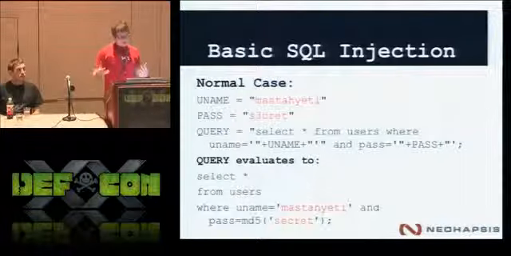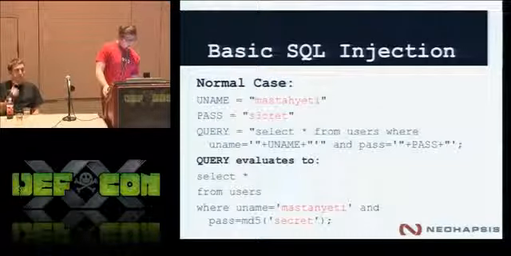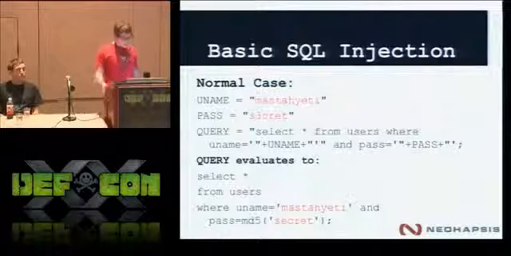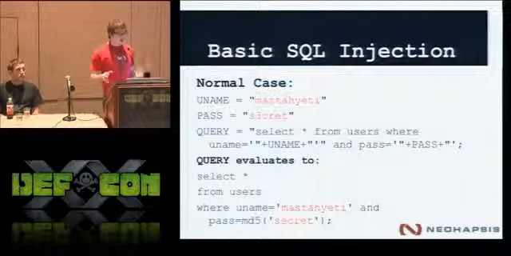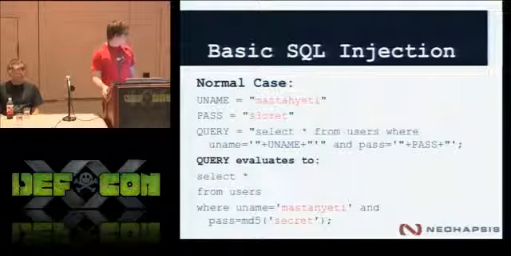And we kind of imagine this query is we're going to select everything from the users table where username is the username and password is password, right? And so the query evaluates, and this is generic, right? This is database agnostic we're talking about here. So we have, select star from users where username is mask the Yeti and password is secret.